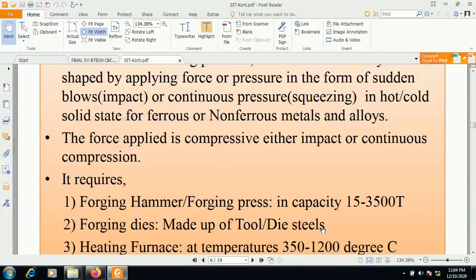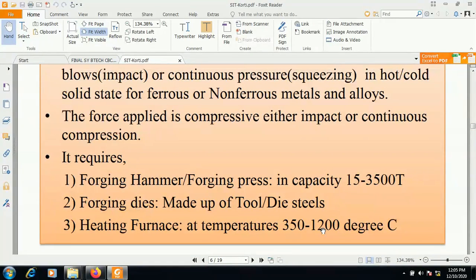Forging dies, I told you in the introduction of the forming process, are made of tool steel or die steel. Material cost as well as manufacturing cost of the die is more. Generally dies are manufactured by EDM or wire cut machining, that is an unconventional machining process. And the manufacturing of the die is also called a die sinking operation.